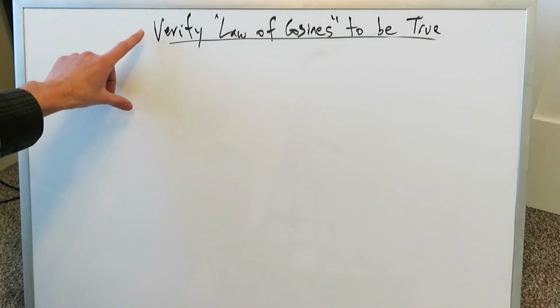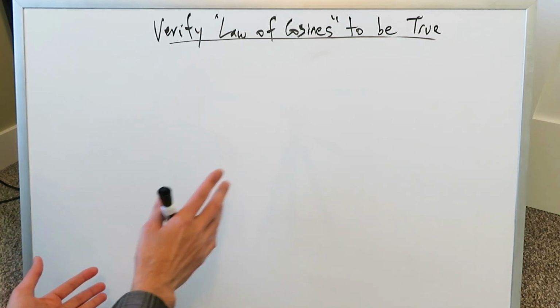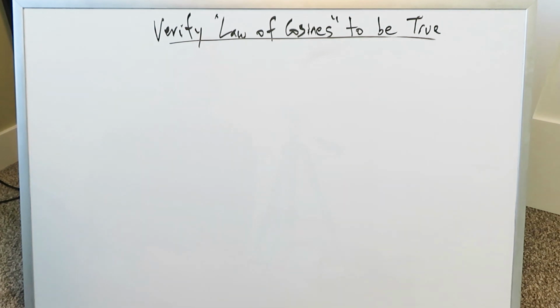What does verification mean? It means that you're proving a specific law to be true. You're not showing how it's derived. You're just showing that the theorem or the equation or whatever it is, that it is true in terms of the relationship that it presents.